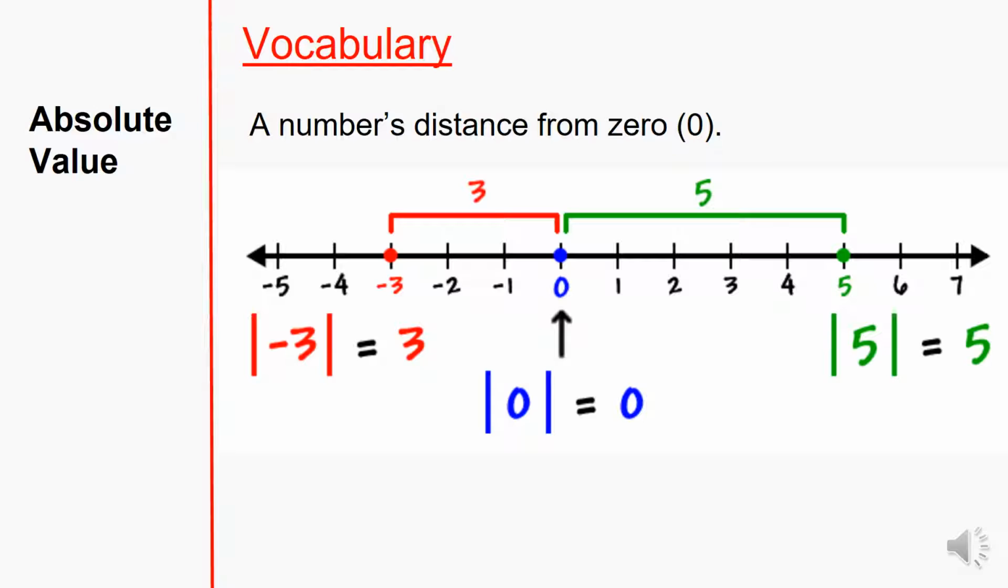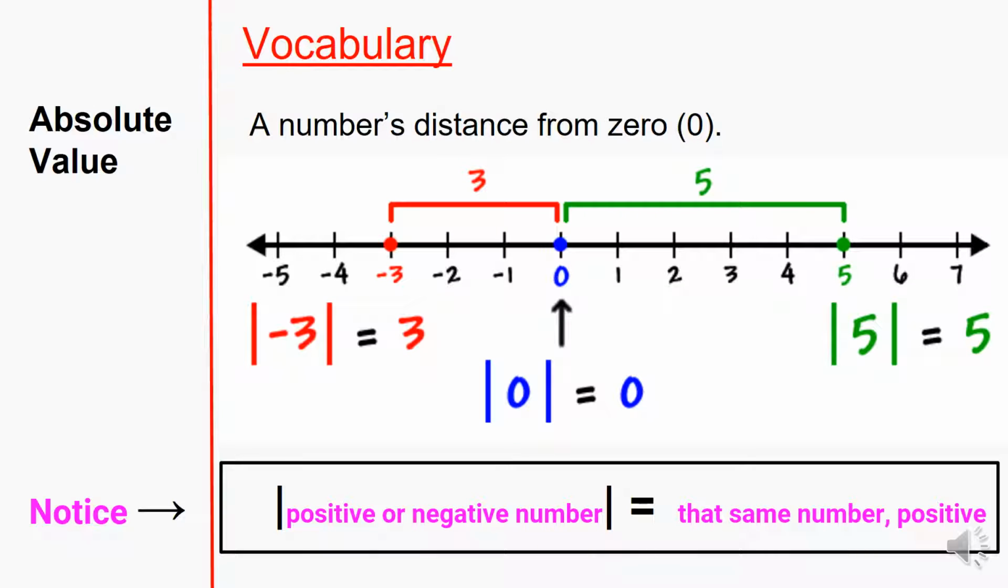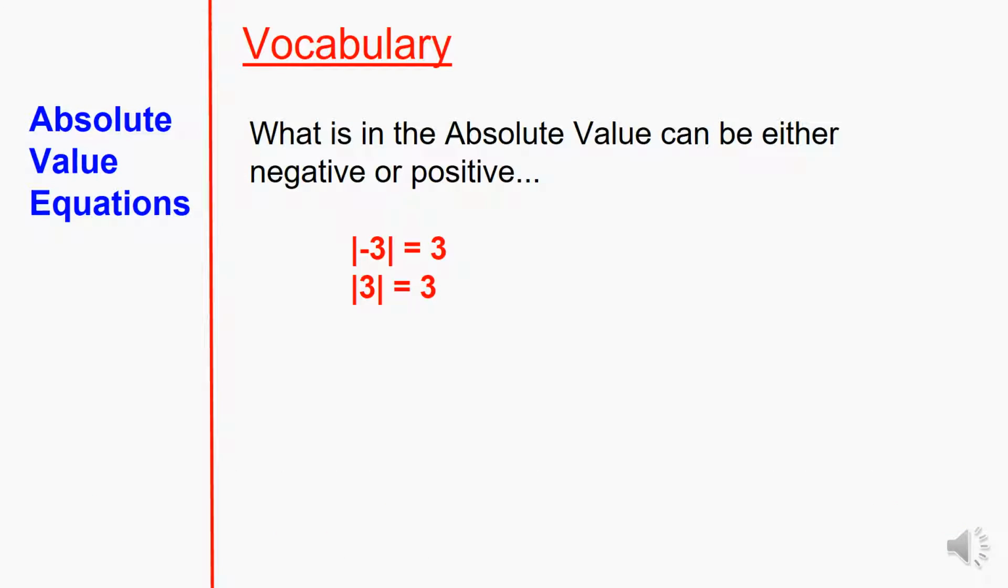+5, absolute value of that is going to equal 5. So it's not that the sign switches always, it's just that we take the positive number. We can see that in words down at the bottom. Positive or negative number inside the absolute value is going to equal that same number, just positive. Okay. So what is in the absolute value can be either negative or positive. Let's think about that. Whether it's -3 or +3, it's going to come out to equal 3, either way.